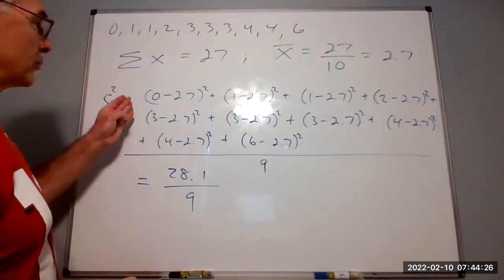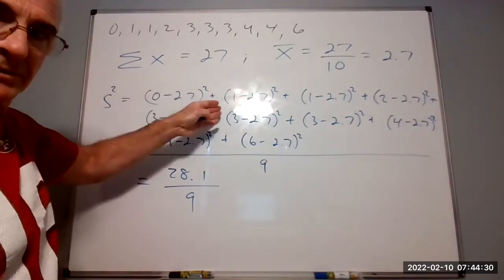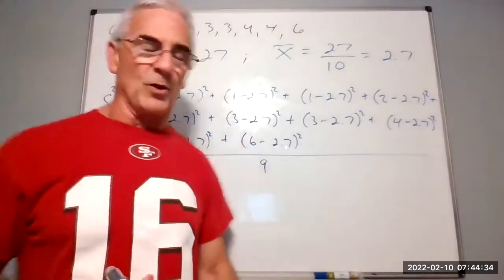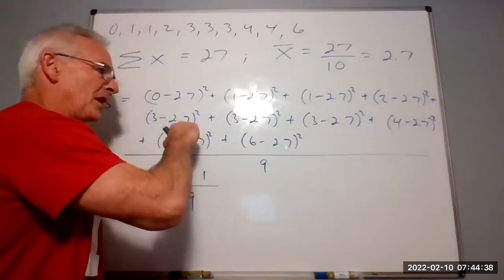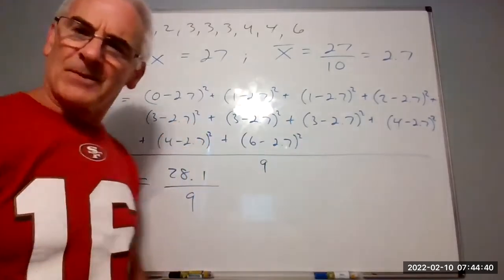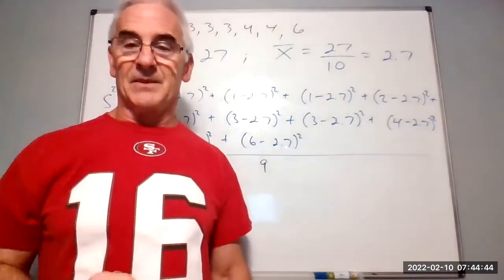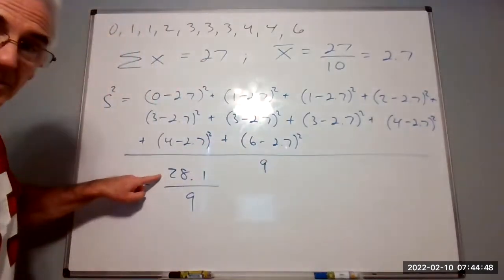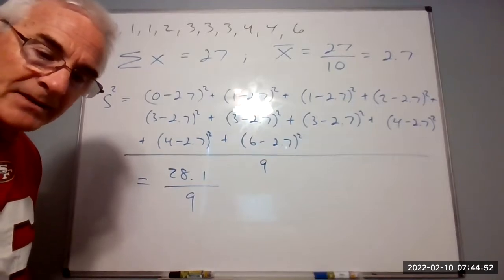I have to say, okay, parentheses, number minus number, close parentheses, square, plus. Now, if you see the same calculation repeated over and over again, you can do it one time and say times 3. If I'm adding the same number up multiple times, I can just say times, save myself a little work, but I've got to get that number at some point. So this is my variance. Now I can go ahead and divide by 9.